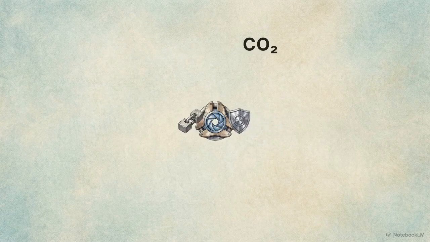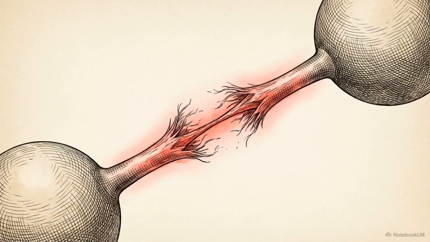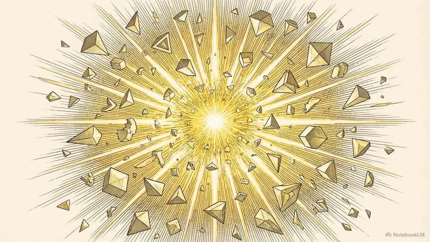Notice the thioester bond linking the acetyl group to coenzyme A, utilizing sulfur instead of oxygen. Thioester bonds possess highly unstable properties. When this bond is eventually hydrolyzed, it will release a massive amount of free energy, enough to drive the subsequent reactions of the citric acid cycle forward.